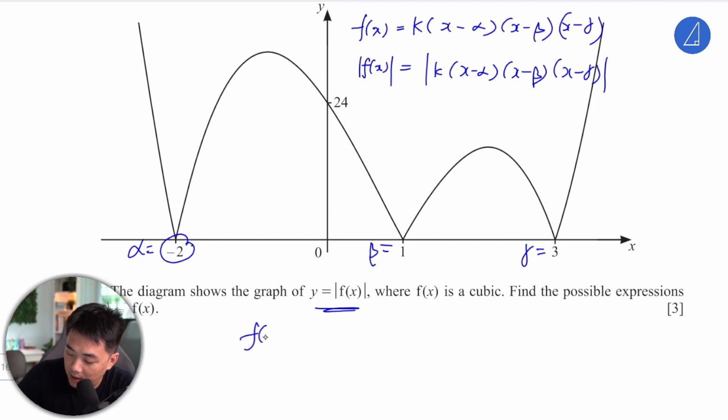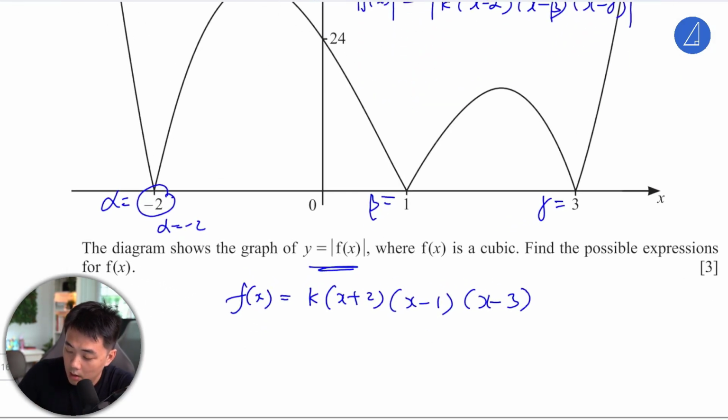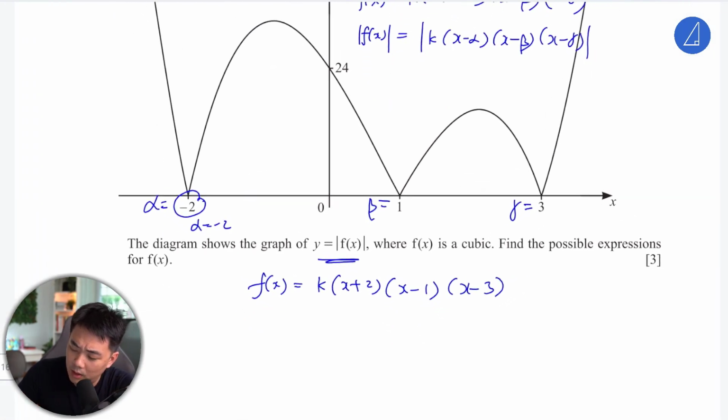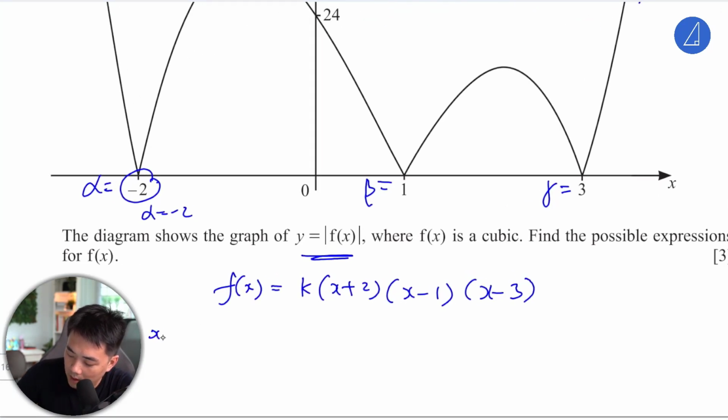Right, so we know that f of x is essentially equal to k times (x plus 2), because alpha is negative 2, so if you substitute this, it will be plus 2. Then (x minus 1), and after which (x minus 3). Not an issue. So you put k, then we know that essentially when x is equal to 0, modulus f of x will be 24.